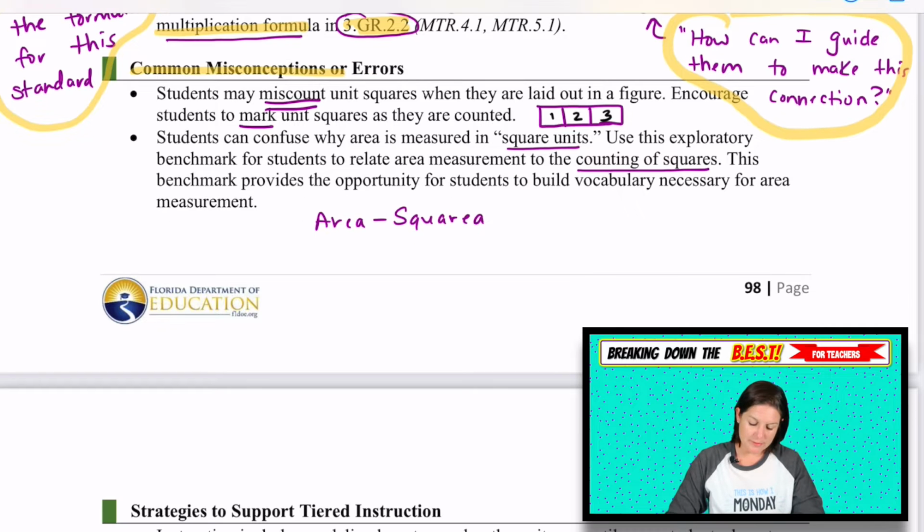Well, what are some common misconceptions? You might be thinking, how are they going to really make a mistake when it comes to counting up squares? But I will tell you in the past that I have made mistakes as a teacher when it comes to counting up squares and just counting too fast. And so students may miscount unit squares, and a great way to prevent that is to mark it inside the unit when they're counting. For instance, if you have squares looking like this, have them count 1, 2, 3, and so on.